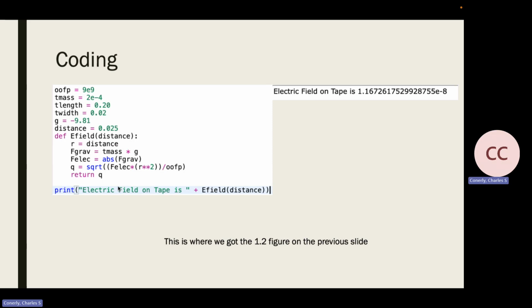So for the coding, we're going to first put in all of our variables that we already have. The first one is 1 over 4 pi, the mass of the tape, the length of the tape, and the width of the tape. We're also going to factor in for gravity and get the distance between the tape. This is going to allow us to get the electric field of the tape, and those are the calculations that we do in the next part. Then we can see that once we plug all that in and run the program, it gets our electric charge of tape as 1.2 times 10 to the negative 8, which is what we mentioned in the previous slide.